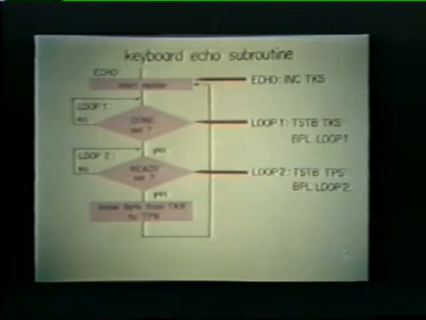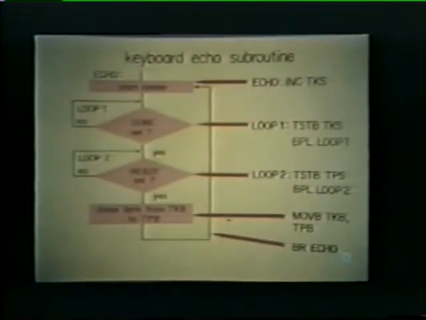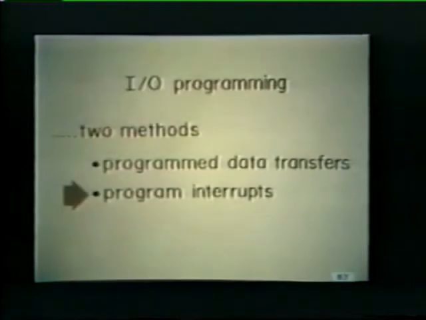This loop is identical to the first one, except that this time the ready bit controls the operation. At this point, the read data is available in the reader DBR, and the printer DBR is free to accept it. A move byte instruction now transfers the data from one data register to the other. With data in the TPB, a printer punch subroutine begins and the data is printed. In the meantime, the program returns to the beginning of the subroutine at the label echo, and the procedure is repeated when another key is pressed.